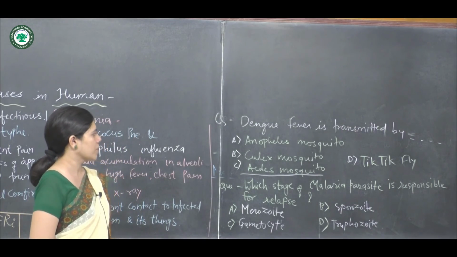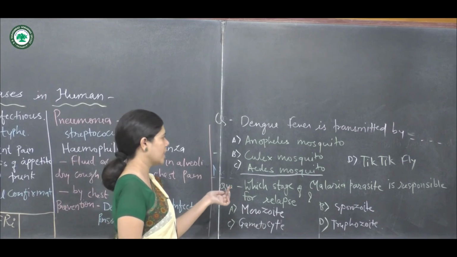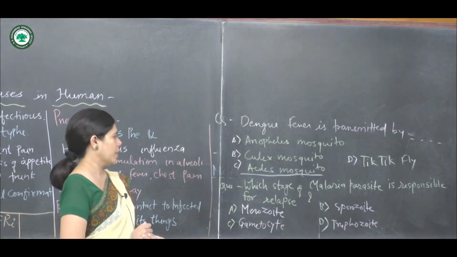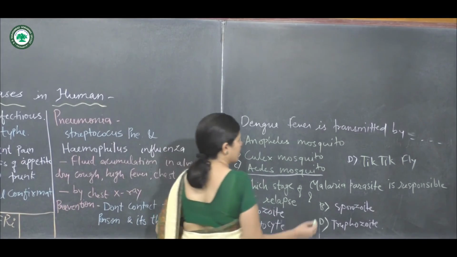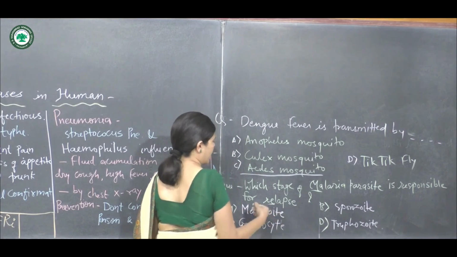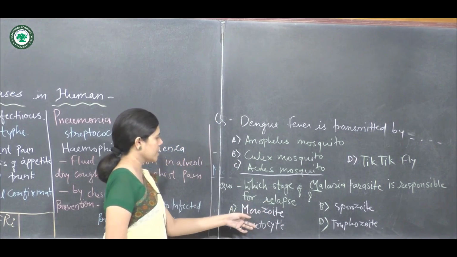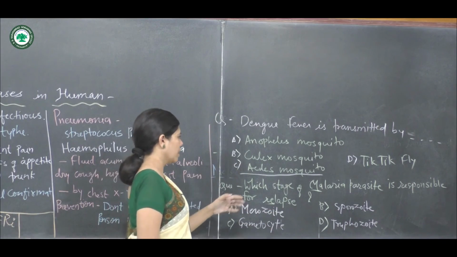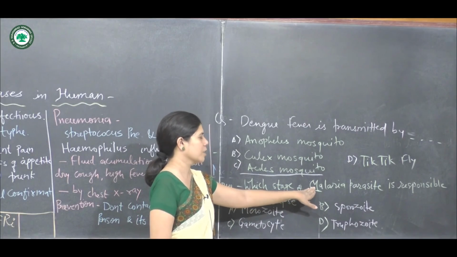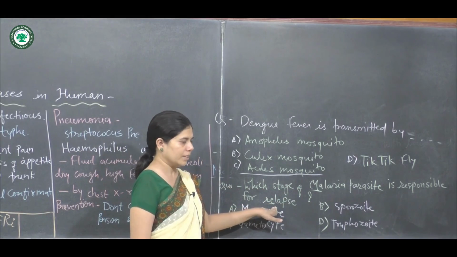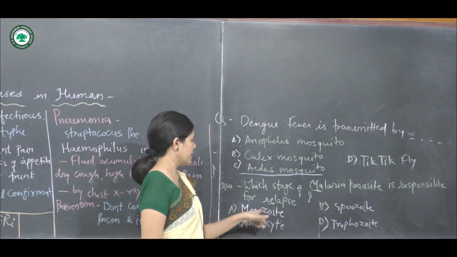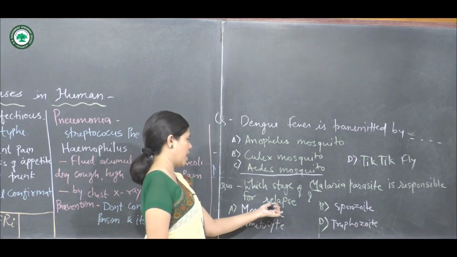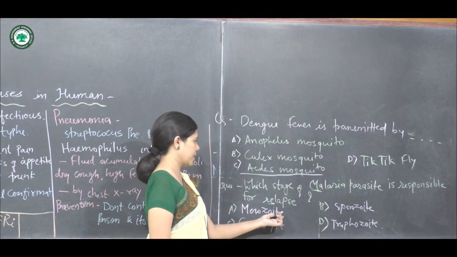Okay, the next question is: which stage of the malaria parasite is responsible for relapse? There is a very easy trick to remember the answer. There is malaria M and relapse R, means MR. So the answer is the merozoite. You have to use this trick. Which stage of the malaria parasite is responsible for relapse? The trick is MR, and MR is present in the merozoite, malaria's M and relapse R. Okay, the answer is merozoite.